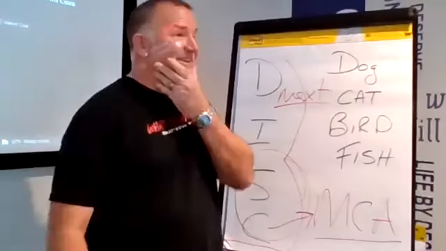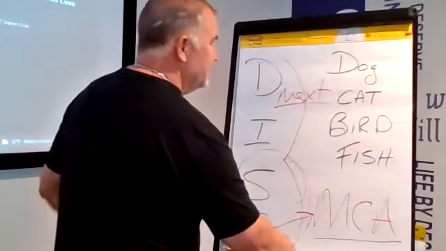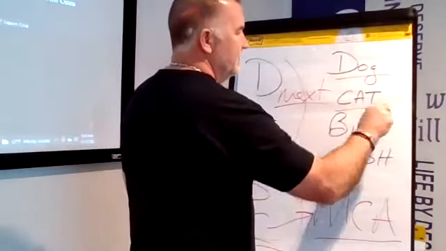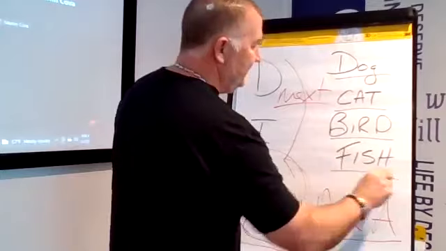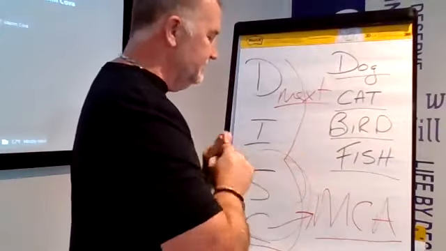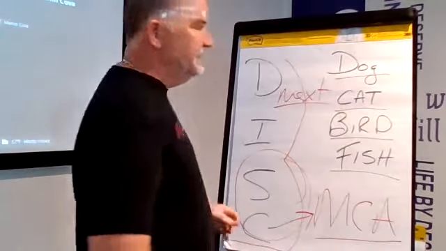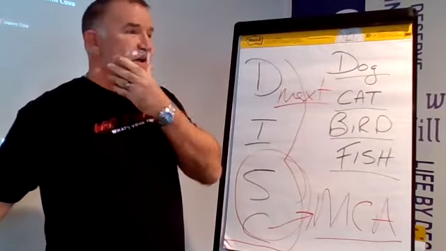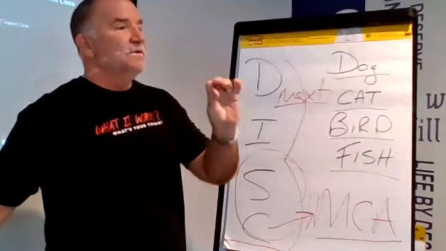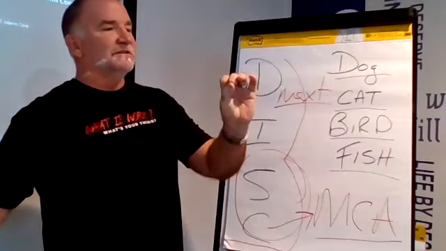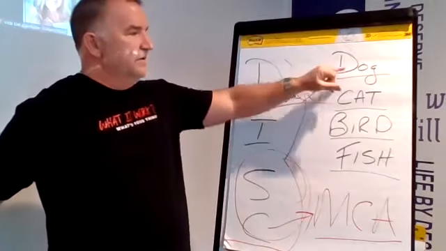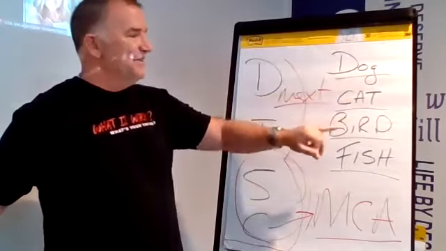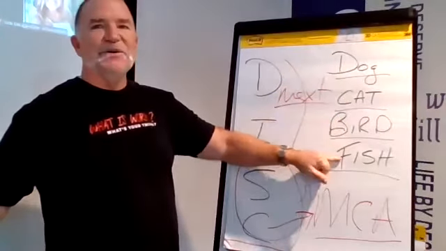Does this make sense? All right, I want to transition to dialects. All of us feel loved and appreciated in different ways. Knowing this is going to help you communicate with people at a more efficient and more effective level. We are either puppy dogs, kitty cats, Tweety birds, or goldfish.